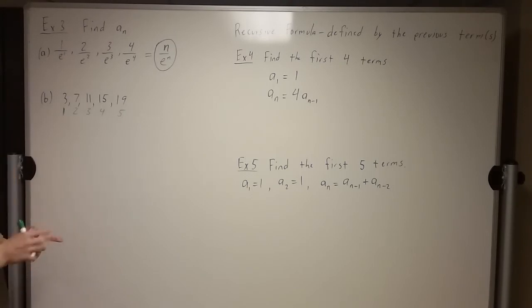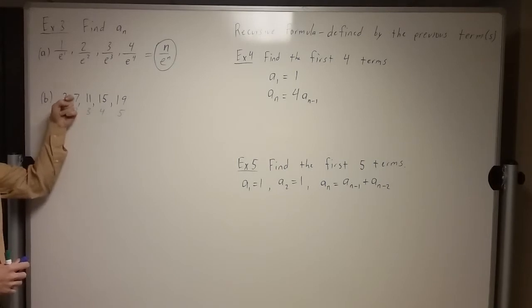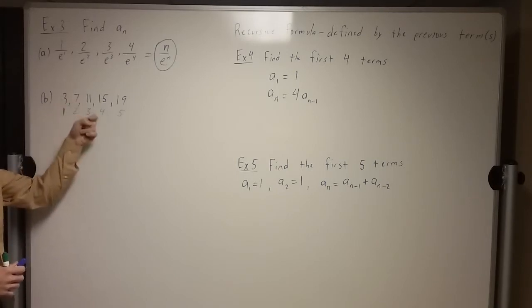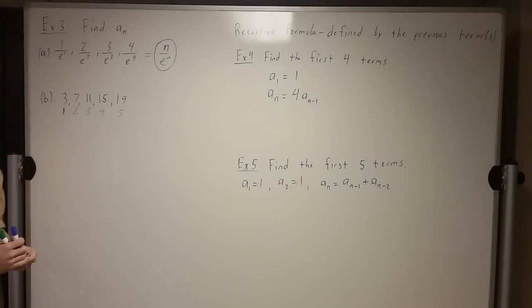So I need a formula that when I plug in 1, I get 3. When I plug in 2, I get 7. When I plug in 3, I get 11. When I plug in 4, I get 15. When I plug in 5, I get 19. That's what we're going for, a formula that relates what term it is in the sequence to that number. So this is a little harder.